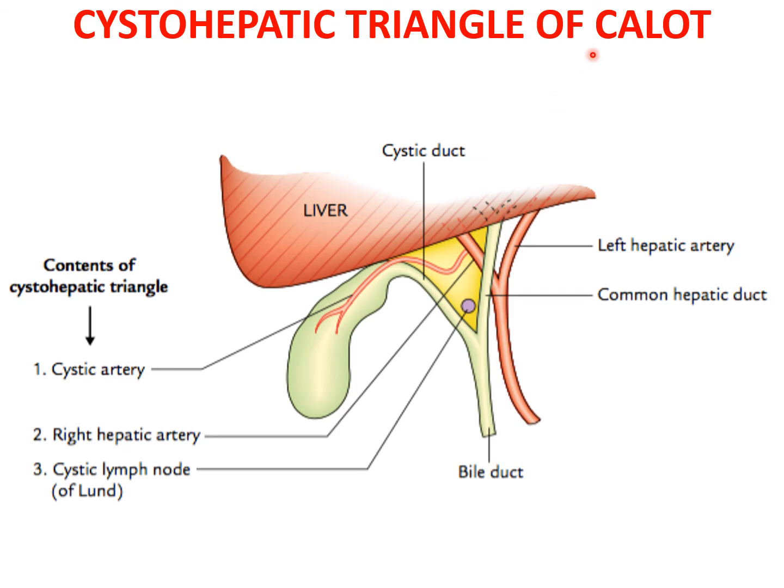Now, what lies within this cystohepatic triangle? The right hepatic artery, the cystic artery arising from it, and the cystic lymph node. Also, most of the aberrant segmental right hepatic ducts and arteries are usually encountered in this region.